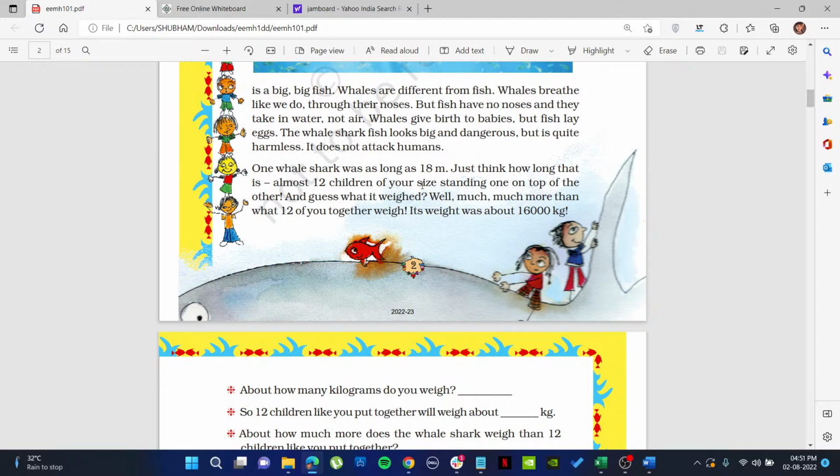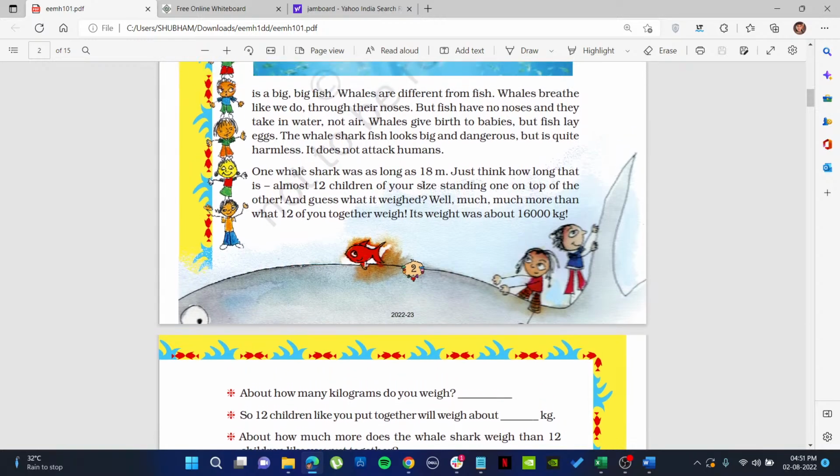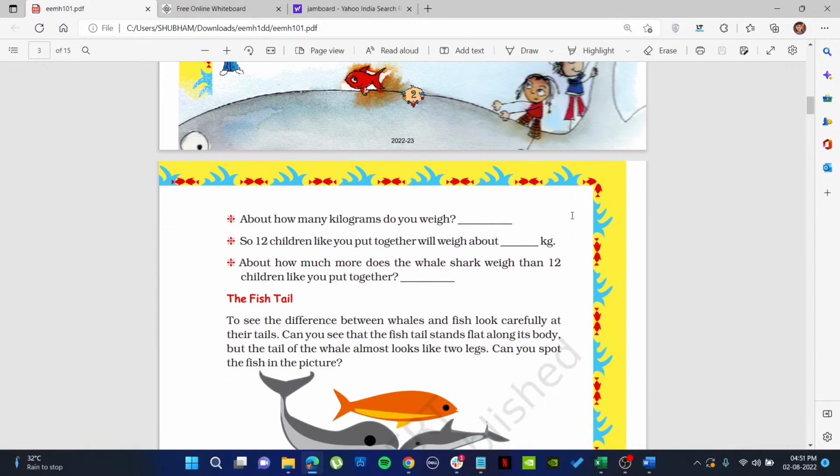Okay. Now we have also learned about its weight as well. The weight of this whale shark is around 16,000 kilogram. Okay. And thousand, there are three zeros, and kilogram is representing its unit. Okay.